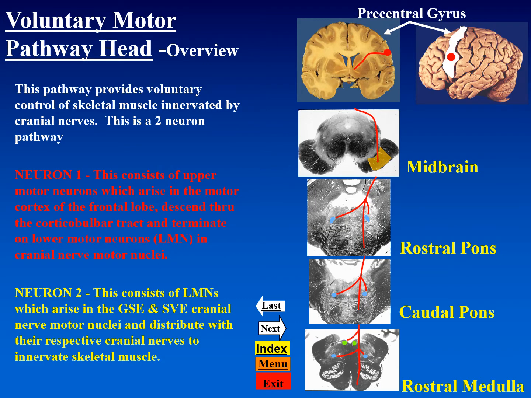So in this overview of the voluntary motor pathway to the head, it is also a 2-neuron pathway, with the cell body of neuron 1 being located also in that precentral gyrus and primary motor cortex. Its axon descends and it's going to form what is called the corticobulbar tract. Most of these end bilaterally upon motor nuclei of cranial nerves. There is one exception, and we'll see that as we go along.